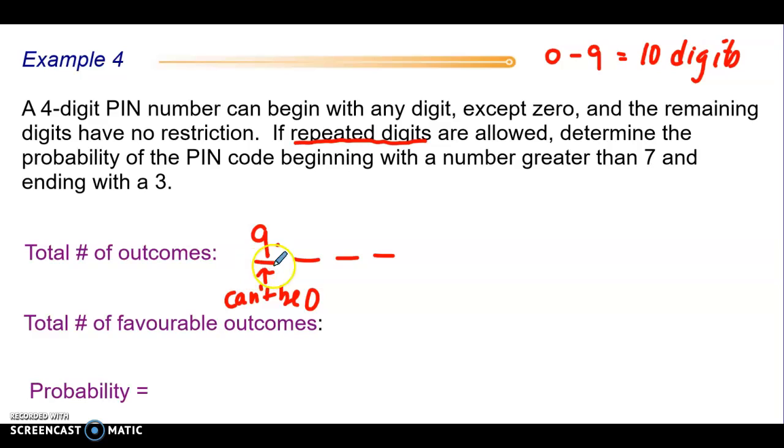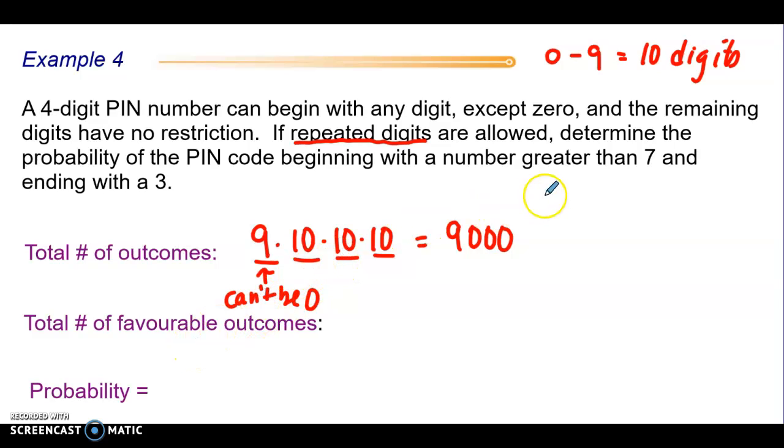So no matter what number is here, we still have 10 choices for the second number, 10 choices for the third, and 10 choices for the fourth digit. There are 9,000 possible total outcomes.